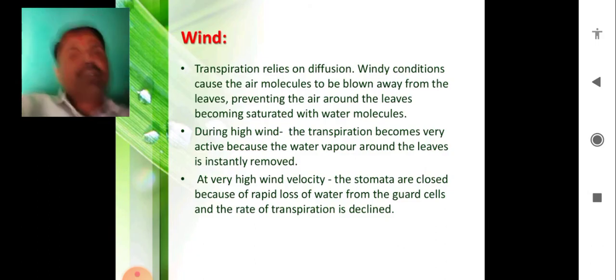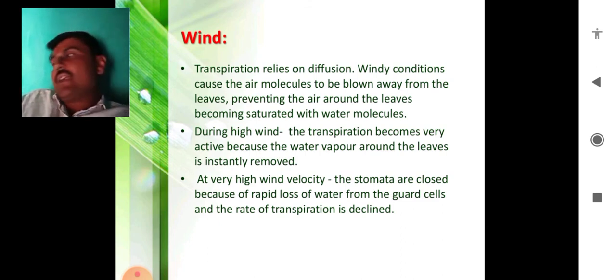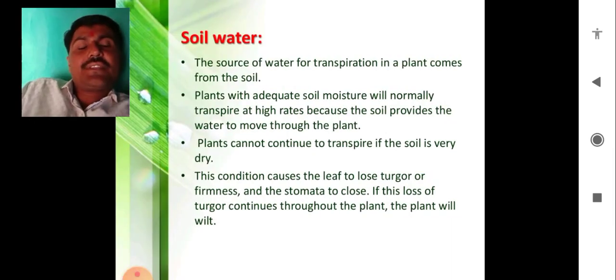Well, wind, the flow of air, relies on diffusion. Windy conditions cause air molecules to be blown away from the leaves, which prevents the air around the leaves from becoming saturated with water molecules. At very high wind velocity, stomata are closed because of rapid loss of water from the guard cells, and the rate of transpiration declines.